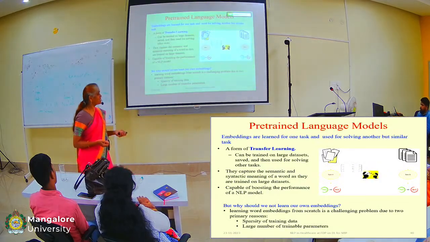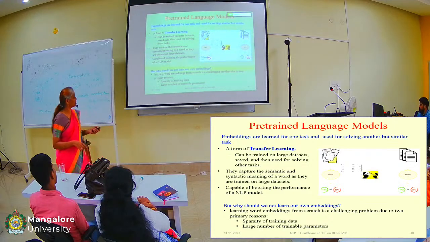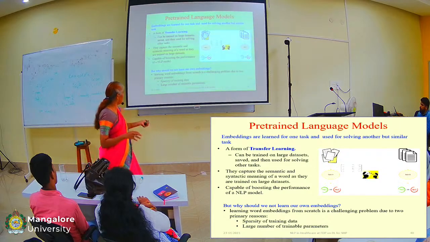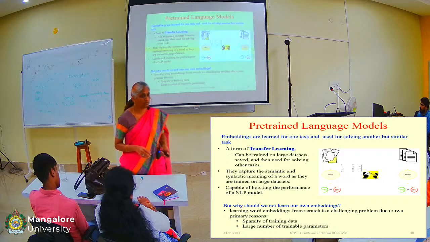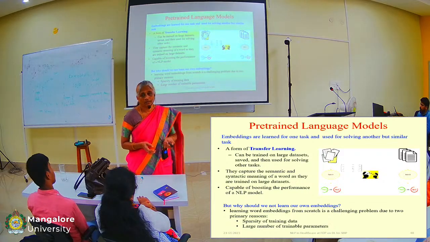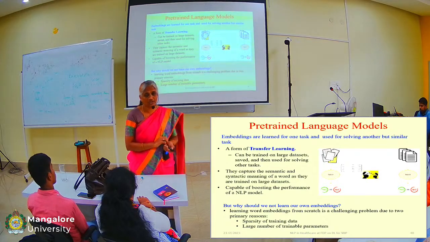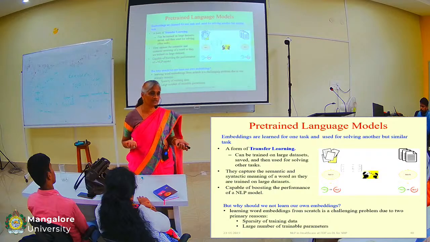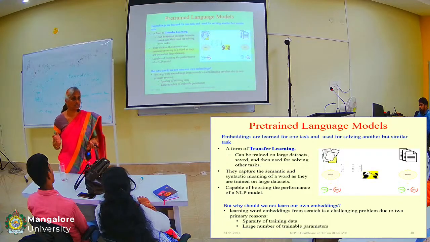Then there is the large number of trainable parameters. The trainable parameters I am not going to touch, that you know very well. But if you can solve these two, let us say I have this laptop. Using this laptop, do you think I can build a BERT model? If this is the only resource that is available, definitely I have an infrastructure problem. It may not be possible.